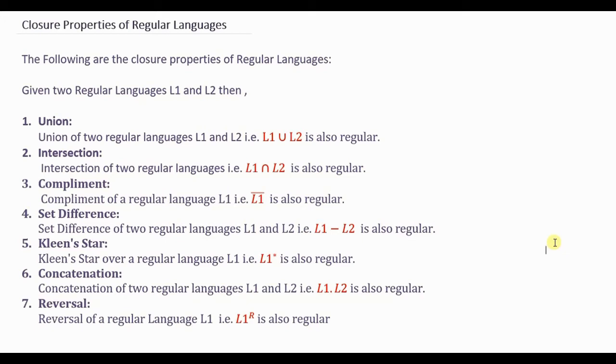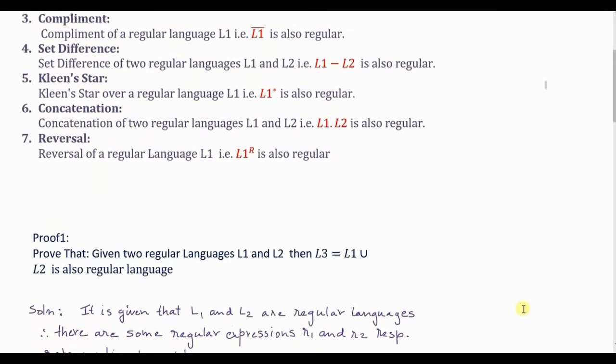Now for each of these properties there is a proof. In this particular lecture we are going to have an overview of how it is proved that union of two languages is also regular, intersection of two languages is also regular, and so on. We are going to see the proofs. So let us head on to the first proof.